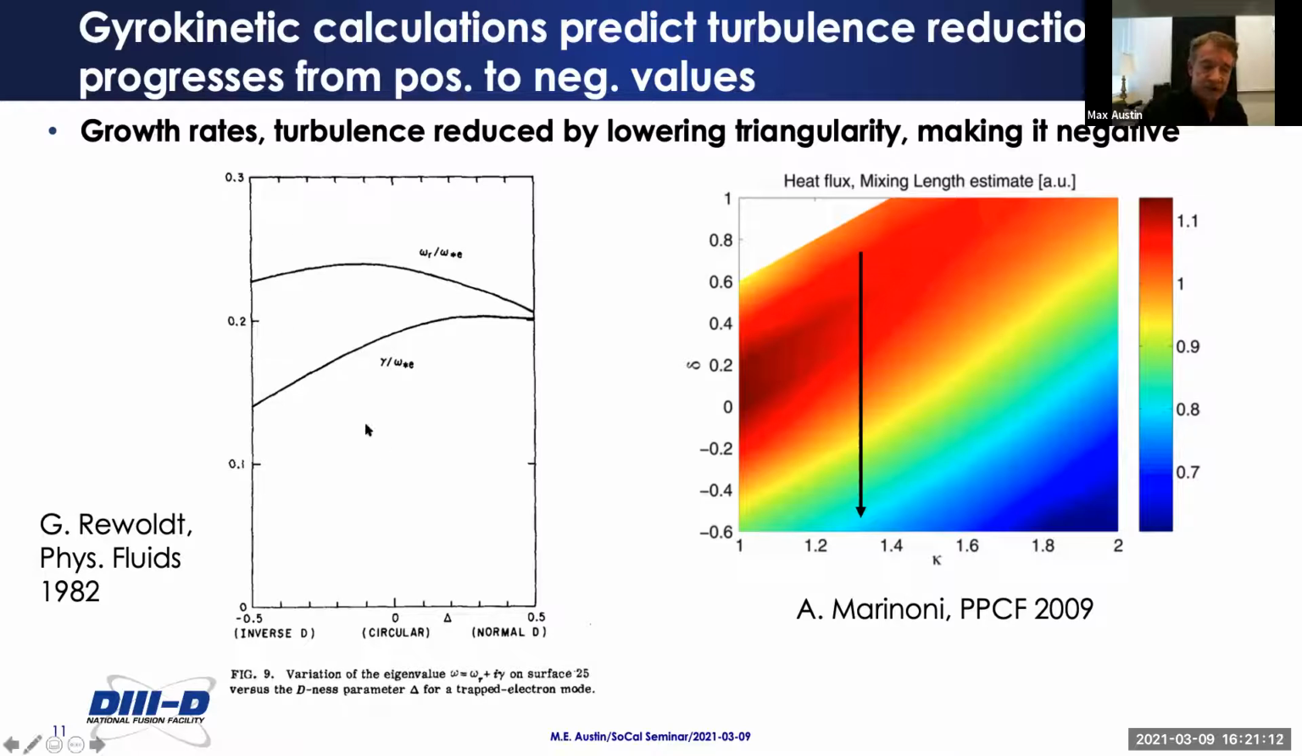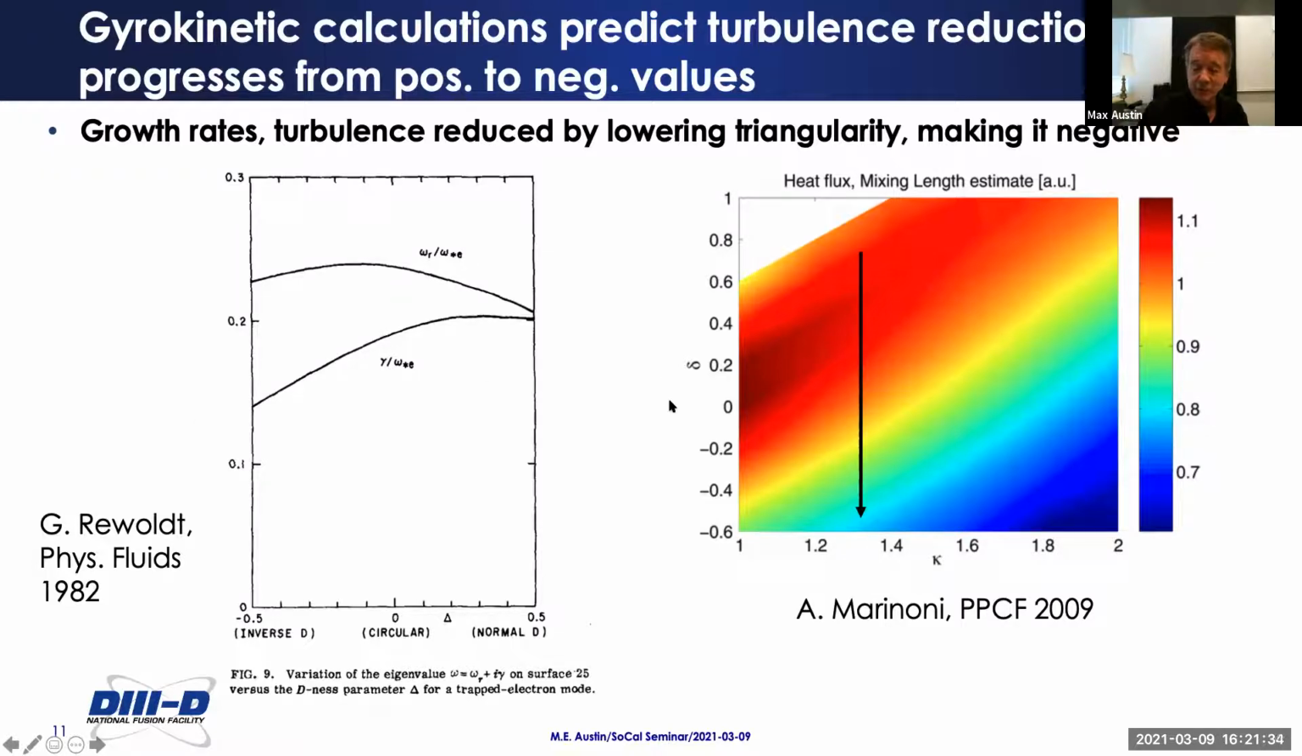And this is shown here: growth rate versus triangularity. Back then it was more commonly referred to as inverse D and normal D. And you can see that there's a substantial improvement in the growth rate of turbulent modes as you go from positive to negative. So this was recognized early on.